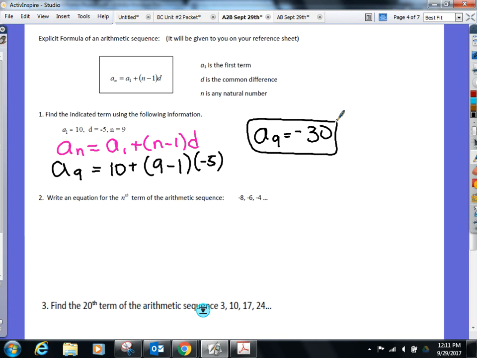All right, here we go. Number 2. Write the equation for the nth term. That means give me the explicit formula. Give me the equation for this sequence, like we did on the previous page. Anytime you're asked to write the equation for the nth term, write the equation of the sequence using your formula. -8, -6, -4. So get out your formula.